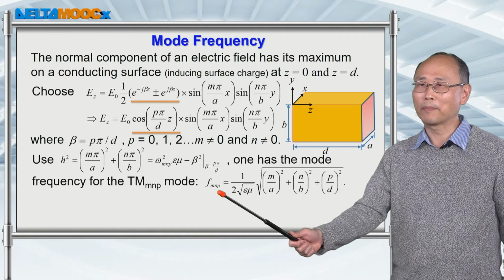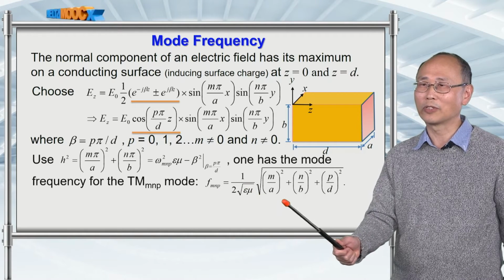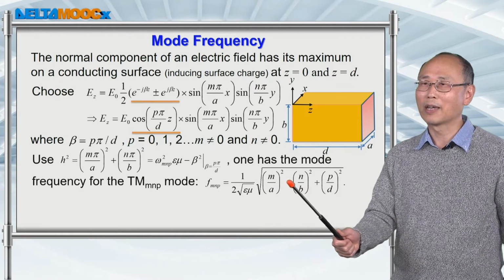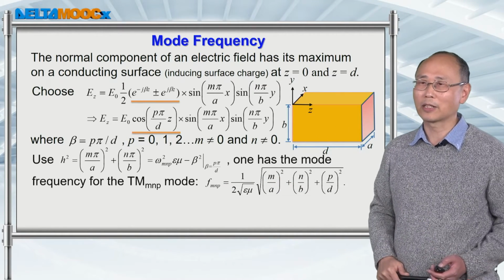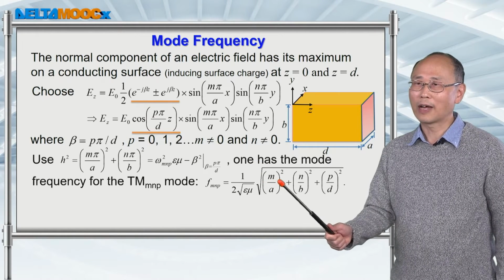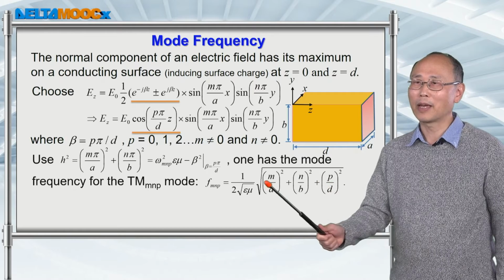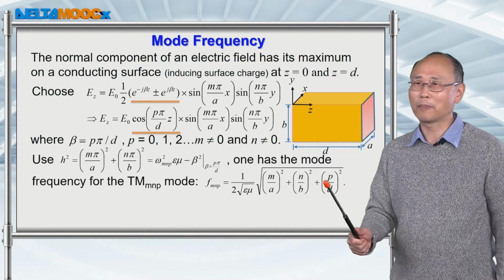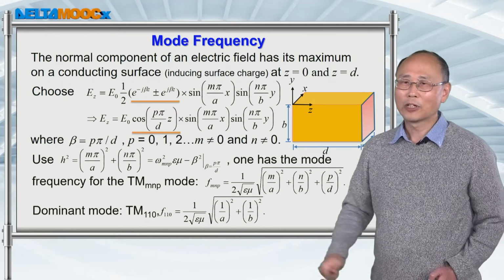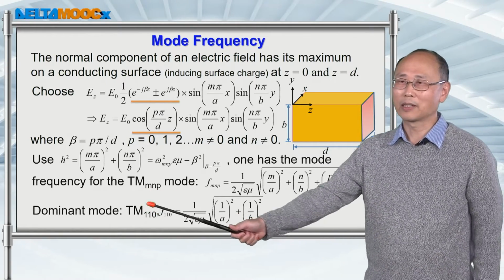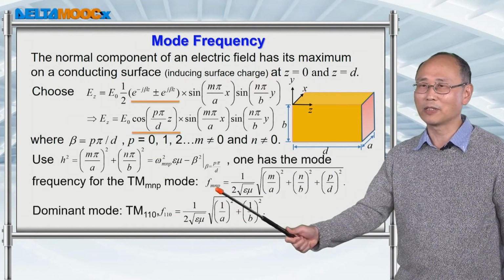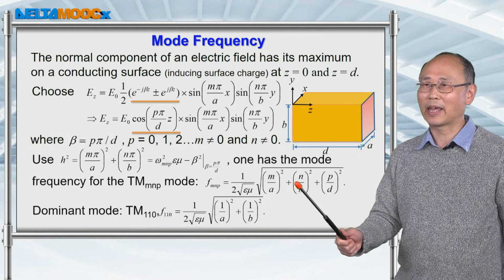F_mnp for the TM mode will have a resonant frequency equal to this. And this frequency is specified by the dimension of this box, and at the same time by the integer values of m, n and p. And be careful that p can be 0, but m and n cannot be 0. For example, we can specify p to be equal to 0, to try to minimize this resonant frequency, but m and n cannot be 0.